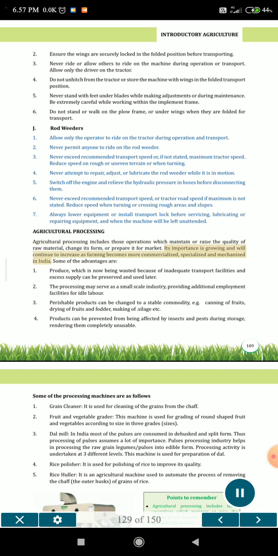Its importance is growing and will continue to increase as farming becomes more commercialized, specialized and mechanized in India. Some of the advantages are: 1. Produce, which is now being wasted because of inadequate transport facilities and excess supply, can be preserved and used later. 2. The processing may serve as a small-scale industry, providing additional employment facilities for idle labor. 3. Perishable products can be changed to a stable commodity, e.g. canning of fruits, drying of fruits and fodder, making of silage etc. 4. Products can be prevented from being affected by insects and pests during storage, which would otherwise render them completely unusable.